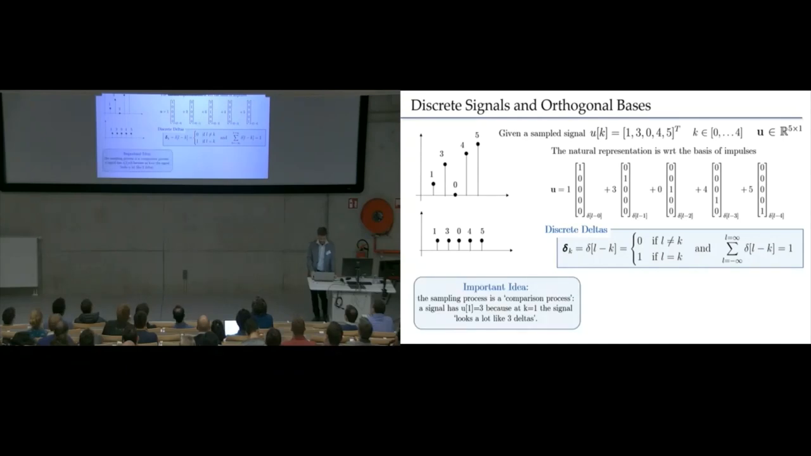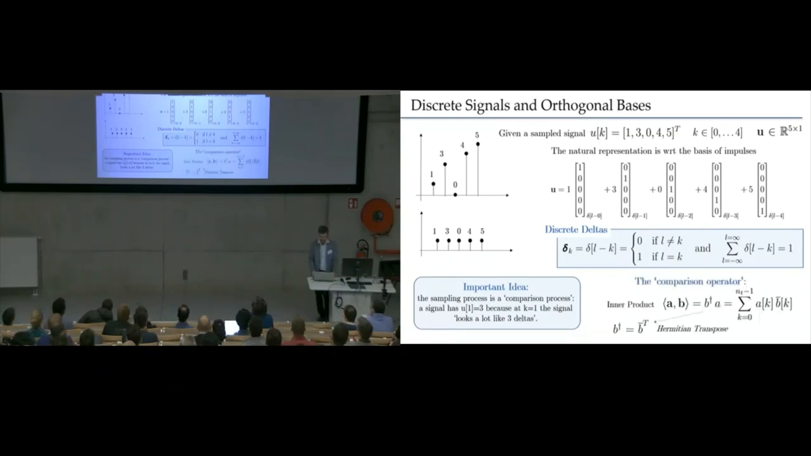And the comparison process, when we say, for example, that u of 1 is equal to 3, because it means that at k equal 1, u looks a lot like 3, is automatically using, behind the scenes, the notion of an inner product. So you know from basic algebra that the inner product between two vectors, you can write it like that, is b dagger a, where the dagger is transposition and conjugation. I repeat, I'm assuming every vector is a column. And that is simply by definition the sum of the products with one of them being conjugated.